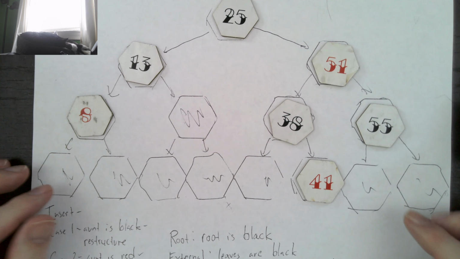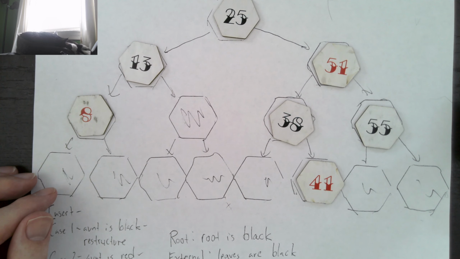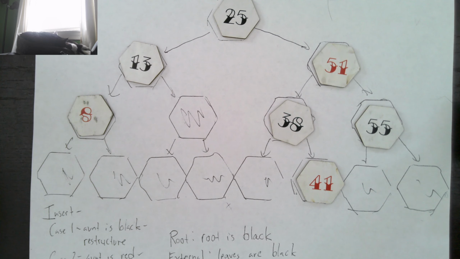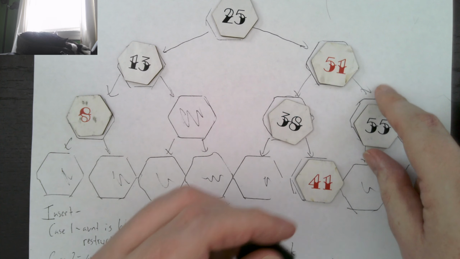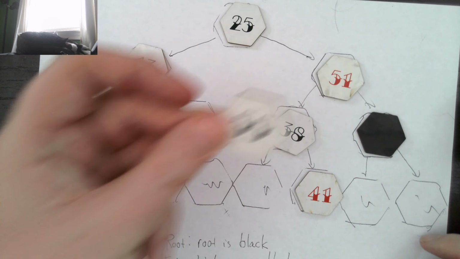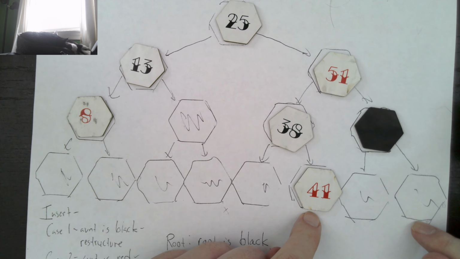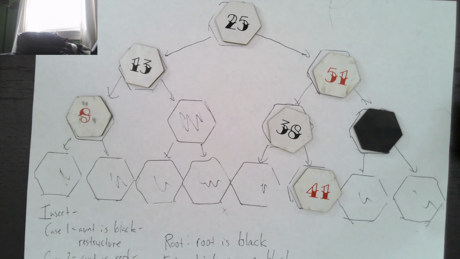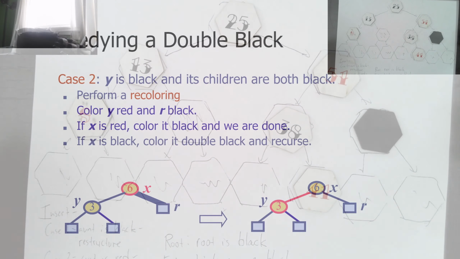Let's delete 55. All right, so we delete 55. 55 is V. There's going to be a node R that we have to color black because 55 is black. If we were deleting 54 or 41, we'd be fine because we wouldn't have to color anything double black. Then we look, let's go back to the slides.